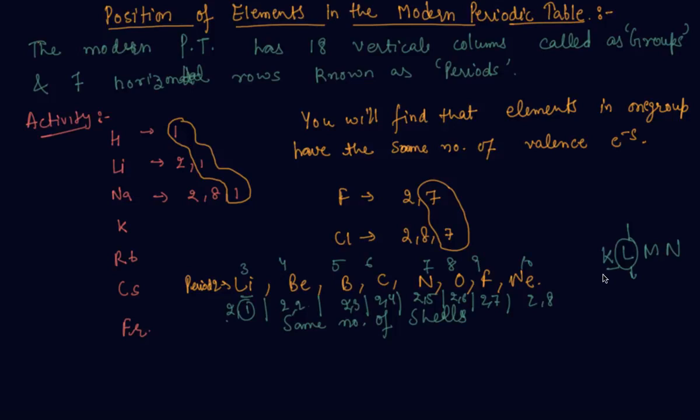So that is how the scientists arranged the elements in a period and a group. Students, now I hope you are clear about how the position of the elements was determined in the modern periodic table.